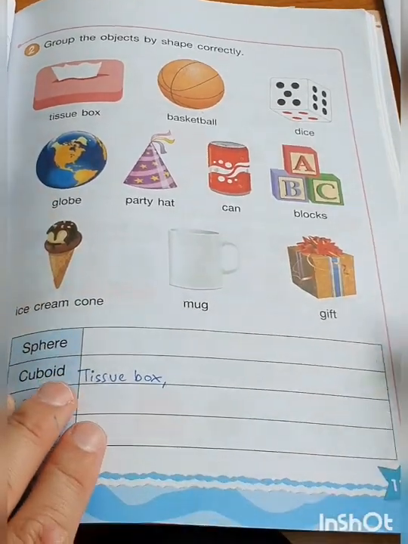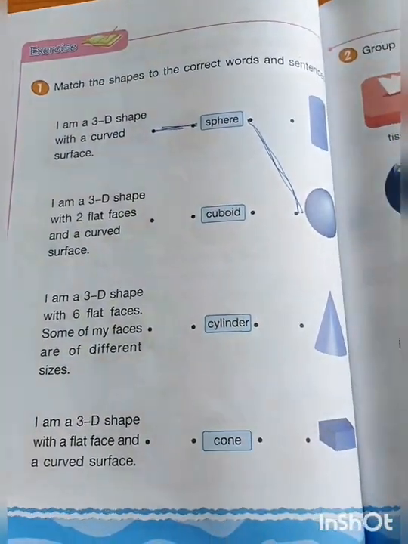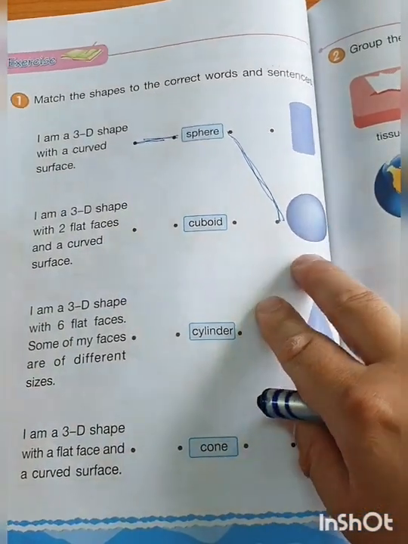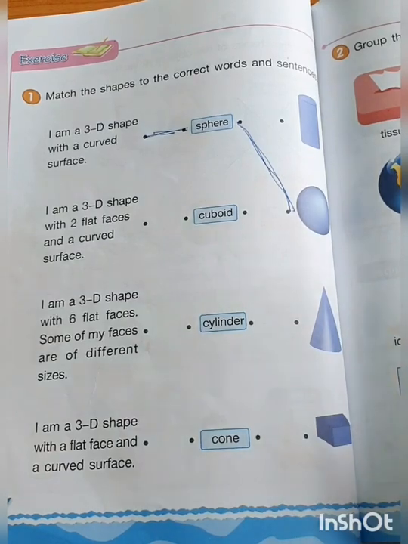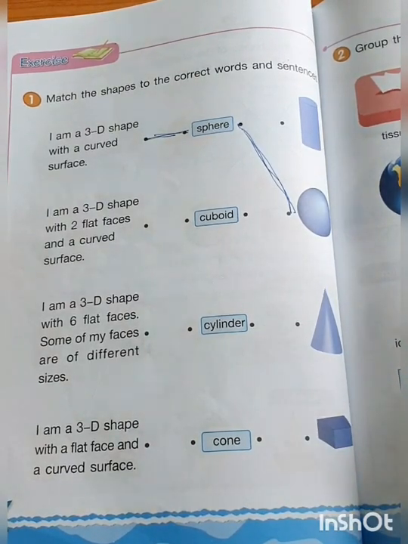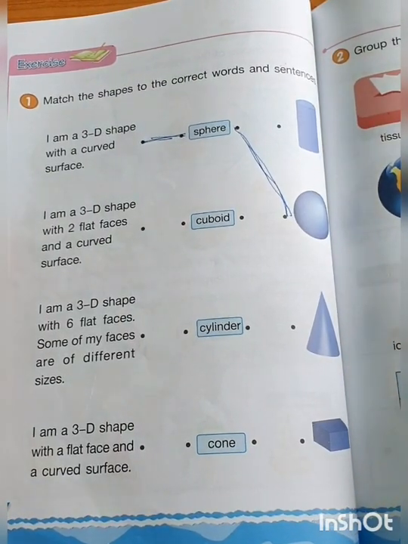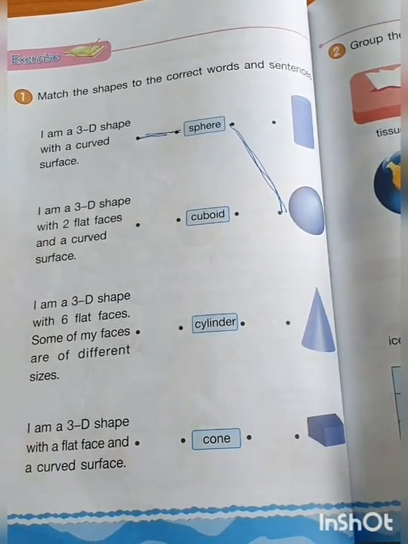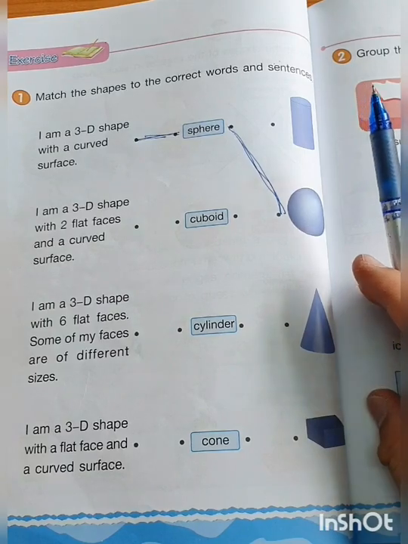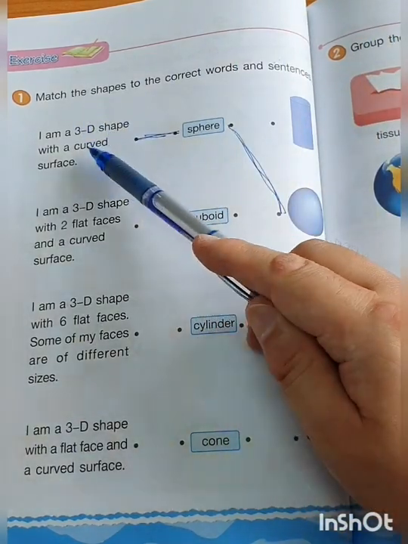130. Here. So, as usual, I do the first one and you do the remaining exercises. Okay, so match the shapes to the correct words and then the sentence. Okay, so let's read them first.